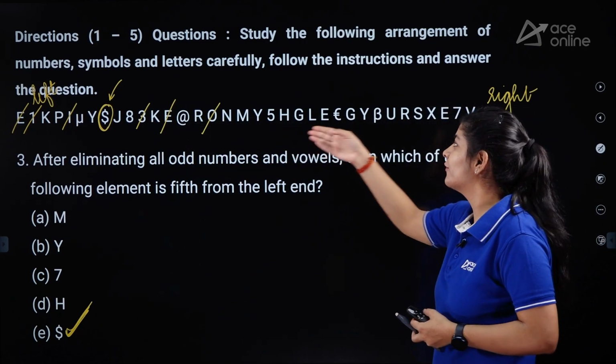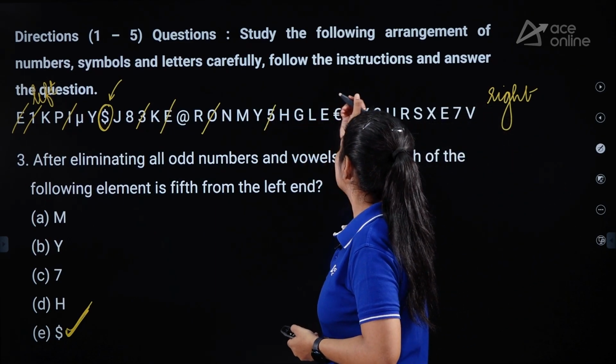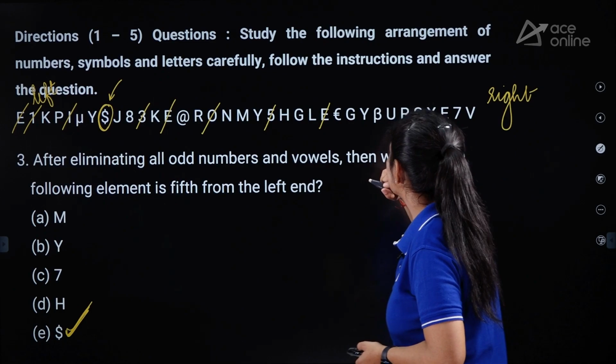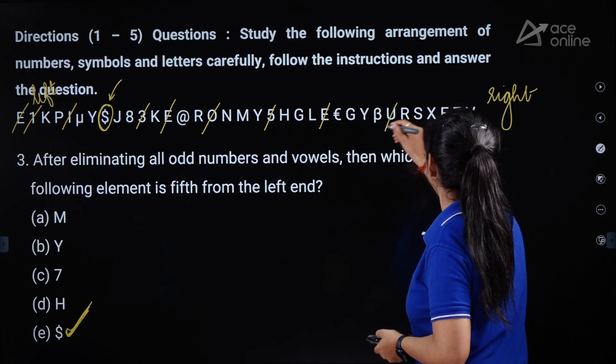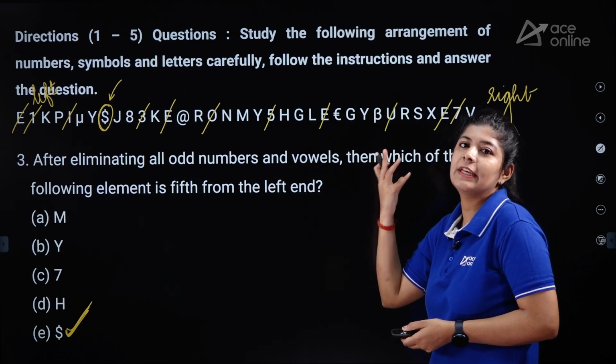There is no point in going further. We can eliminate the odd numbers and the vowels easily, but there's no point in going further because we only have to focus on the 5th element from the left end.